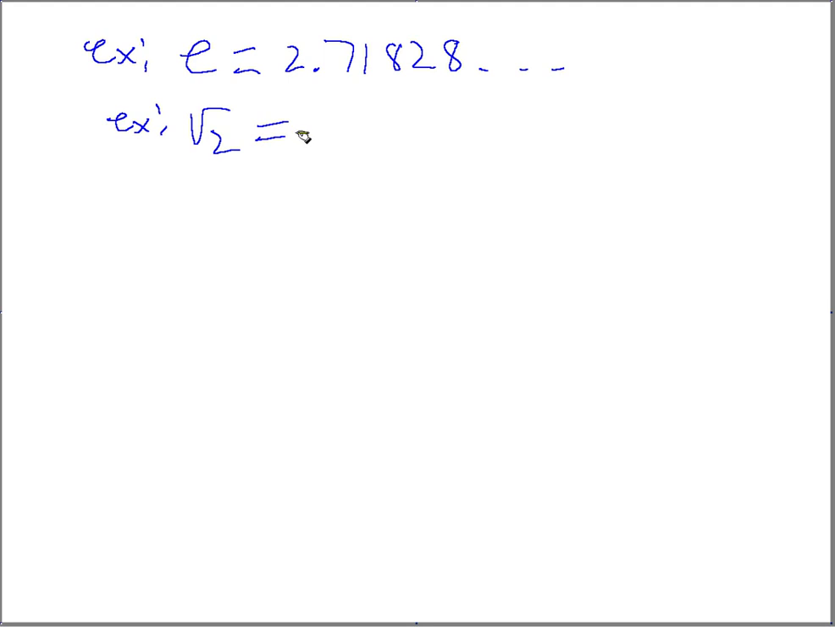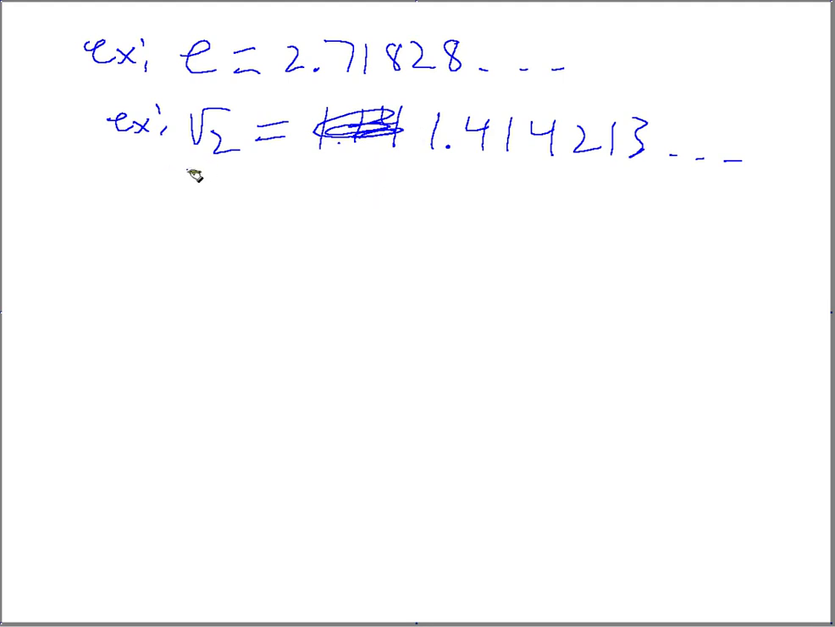On the calculator, it's 1.14. Oops, sorry about that. 1.41, I should say, 4213, and so on. I'll be writing all the digits. But my point again is that these are decimals that go on forever, and they don't repeat. There's no pattern to it.